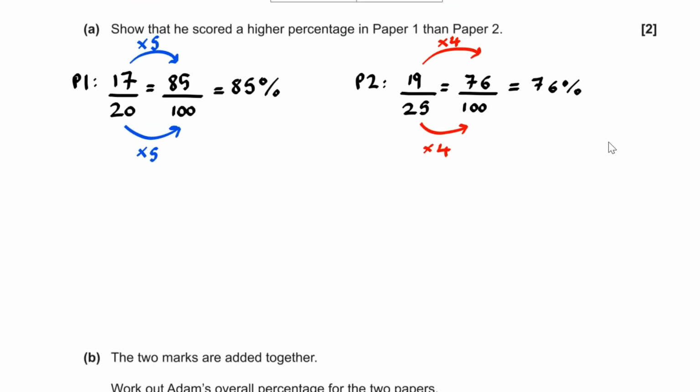And what we can conclude is he scored higher in paper 1 than paper 2. So he scored higher in paper 1 than paper 2.